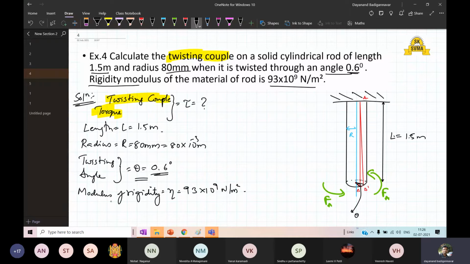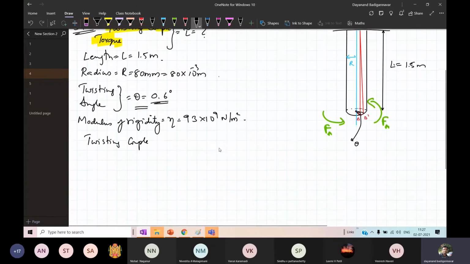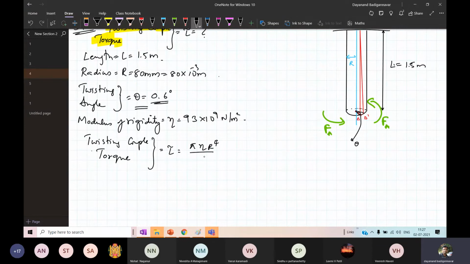Therefore, we know that the twisting couple or torque, both mean the same, is given by the formula pi eta r raised to 4 divided by 2l into theta. Now they have asked to calculate this. I should know all these values. All the values are given, but theta is in terms of degrees.